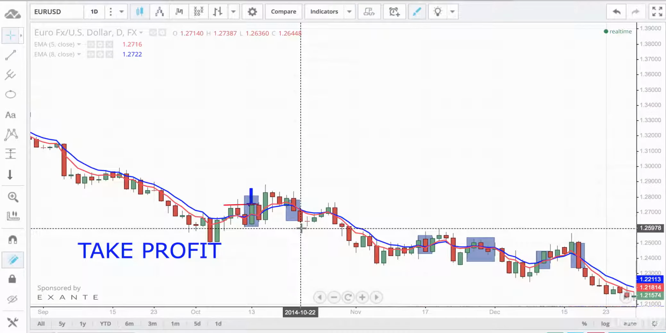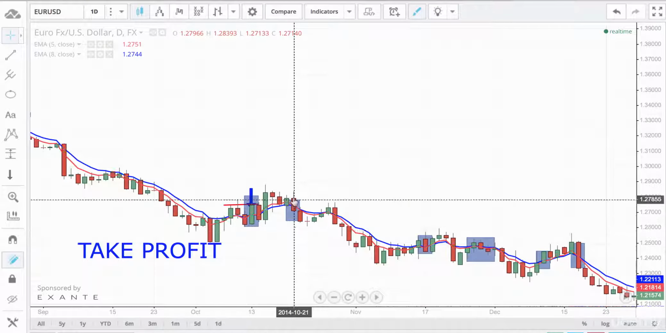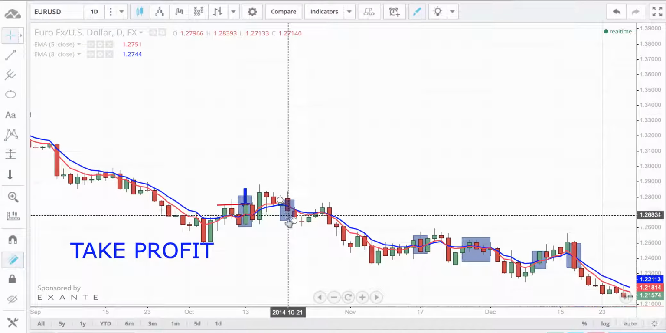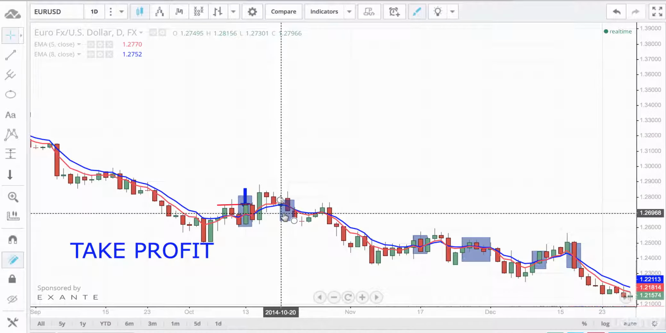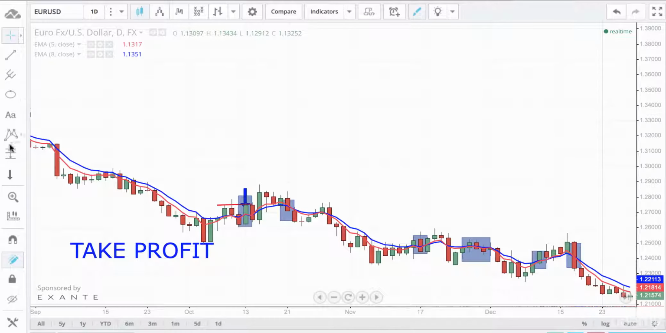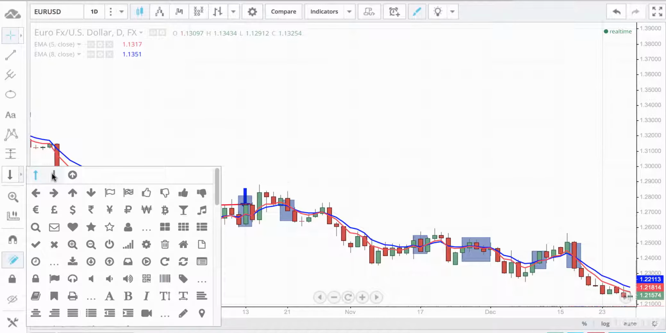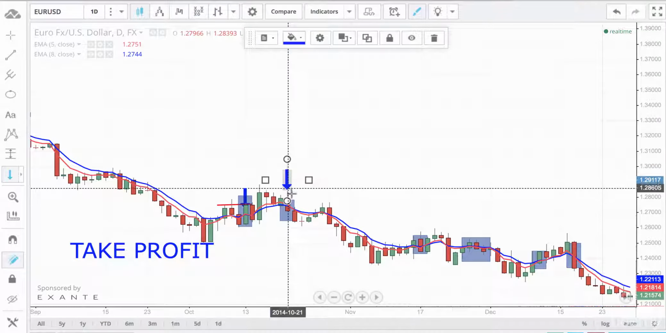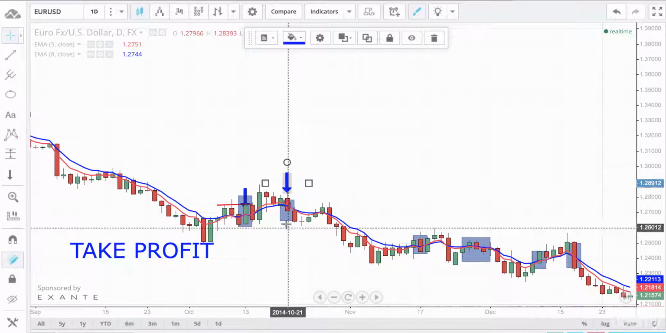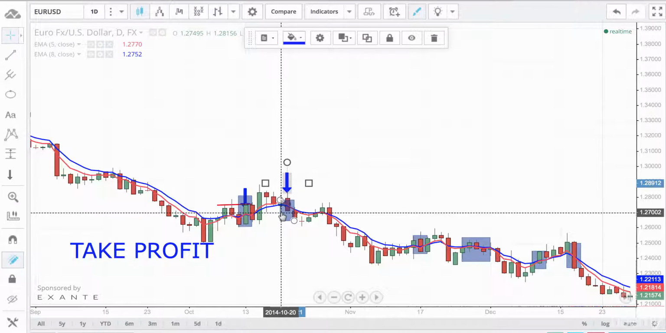But what I'm looking for again is another bearish crossover, which is the first one that happens really soon after this bullish crossover. So let's mark this area, we have this bearish crossover, and I'm going to consider going again in a short position.